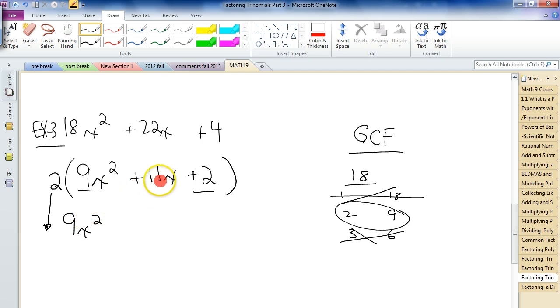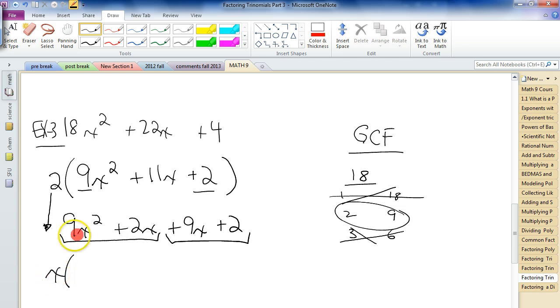9x squared, we rewrite 11x as plus 2x plus 9x, and then bring down the plus 2. Treat this as a group, treat that as a group. What can I pull out of here? An x. X goes into there 9x, and an x left over. X goes into here with a 2. What can I pull out of 9x plus 2? Well, don't forget, we put the arrow down to remind me of the 2 I need to have. What can I pull out of 9x and 2? Well, nothing, really, other than a 1.